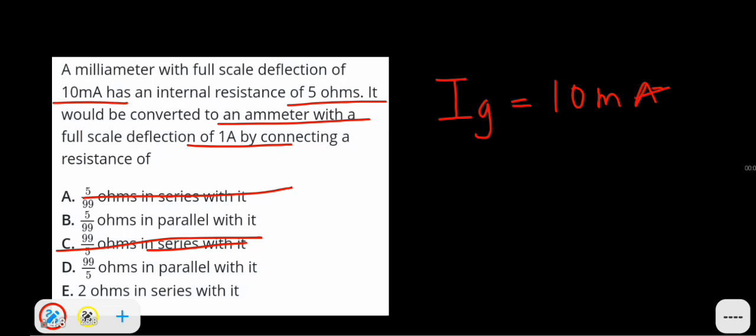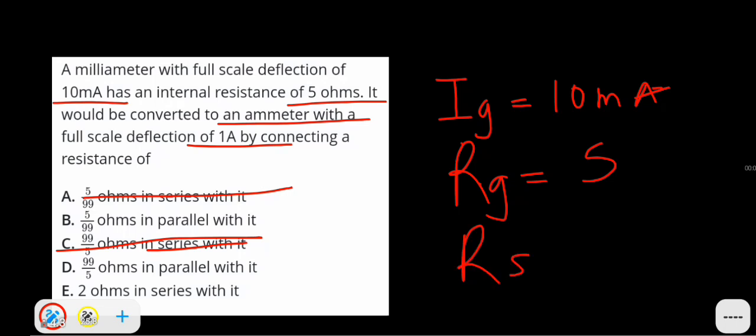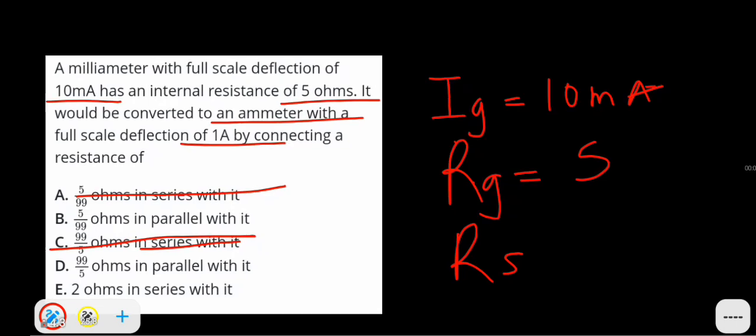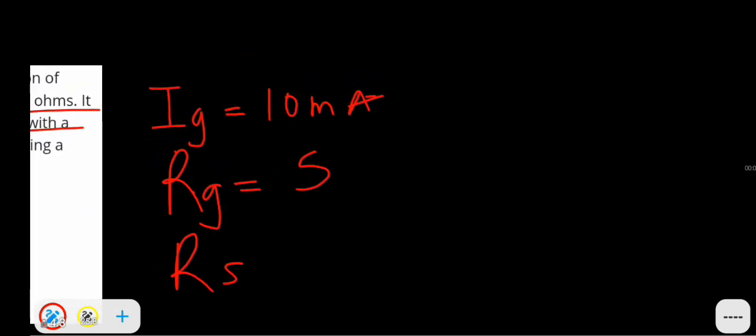Okay, then your internal resistance, that's RG. RG is 5. So you're looking for RS. Then the current that it gives you, the major I, the full scale deflection current, is 1 ampere. So I is 1 ampere.